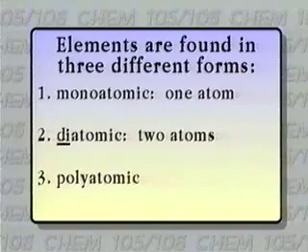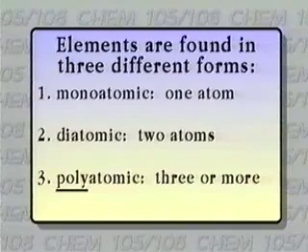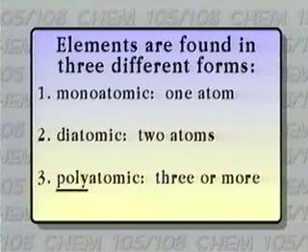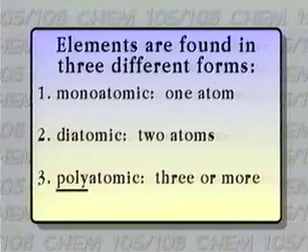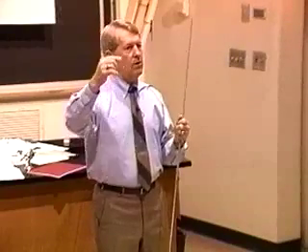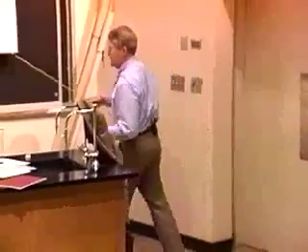And polyatomic, poly is a prefix that we use for many. So it could be 3, 10, 22, whatever. Polyatomic means that those elements exist again in molecules, but containing 3 or more atoms hooked together to make up the element. We're still talking about elements here, but the elements can exist as an atom or as a molecule. Now, some examples of some of the monoatomic elements.